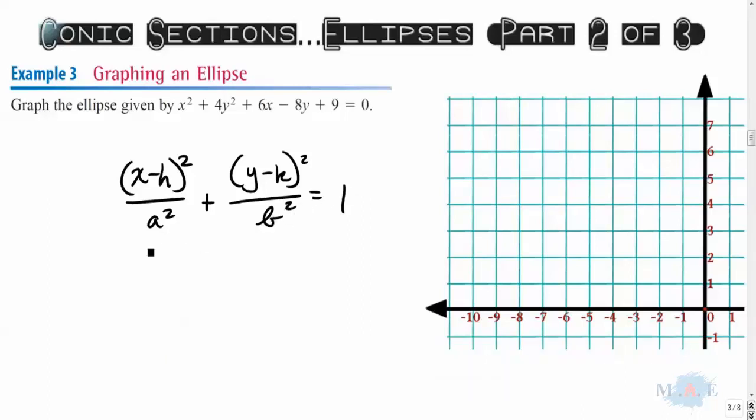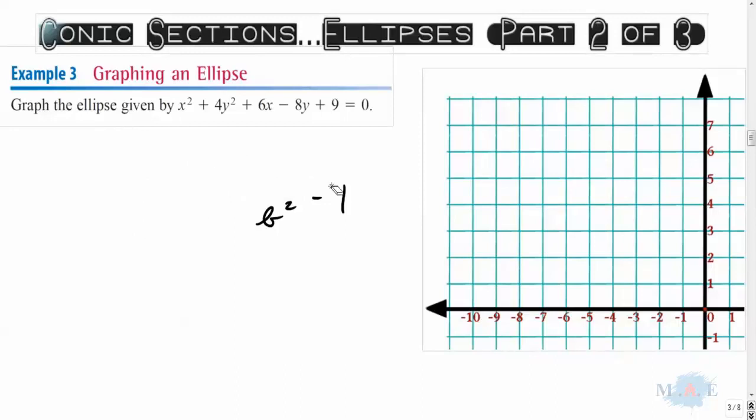Sometimes the a and the b can be switched around. Sometimes the x can be by itself, sometimes the y can be by itself, and sometimes both of them can be by themselves. But if you look at this thing, it doesn't look anything like that. So our job is to get this equation into this format somehow. And to do that, we are going to use our Algebra 2 skill of completing the square. In this case, we're going to do it twice.